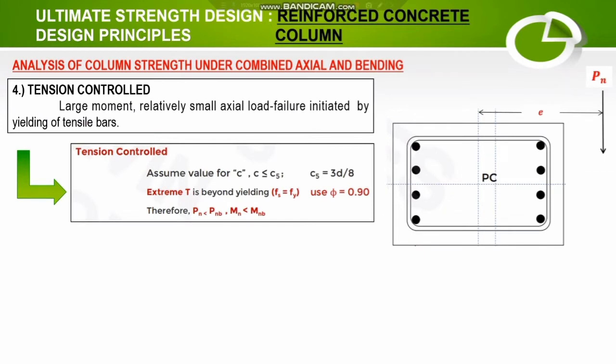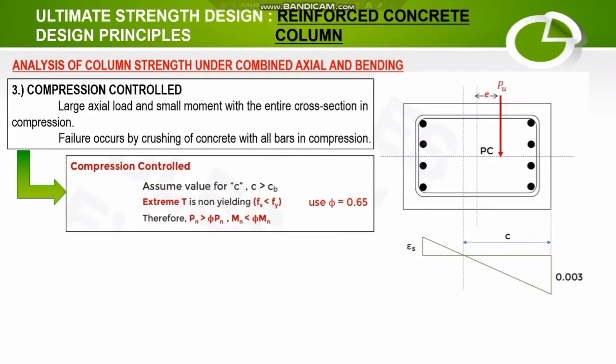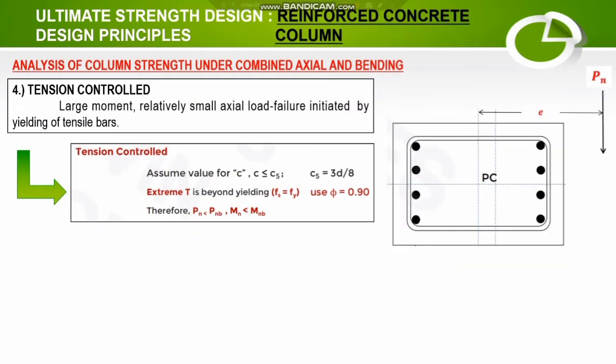The fourth condition is tension control. Tension control is in contrast with compression control. While in compression control there is a large axial load and small moment, in tension control there is a large moment and a relatively small axial load. So the failure is initiated by yielding of the tensile bars. The failure happens in the tensile bars of the column section.